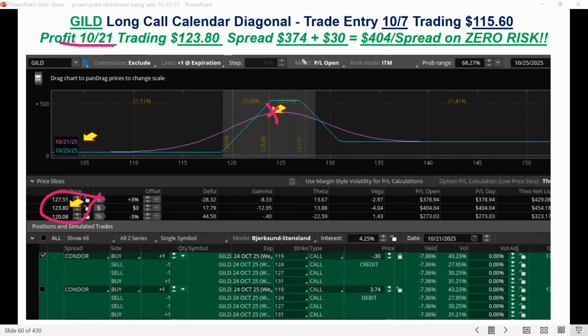So we had this trade adjusted to a credit, no risk, okay, of 30 bucks. So the spread blew out to 374, plus the credit that we brought in from the adjustments. So we went out up over $400 on zero risk on this trade. So that's the trade setup there, using the tools that you're going to learn next weekend, the scanner, which is how we found the trade.